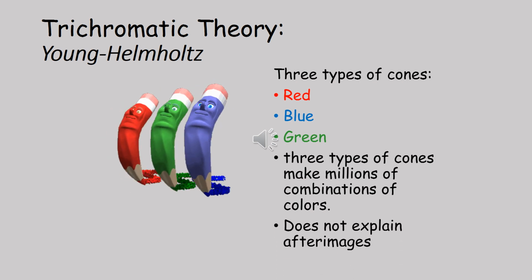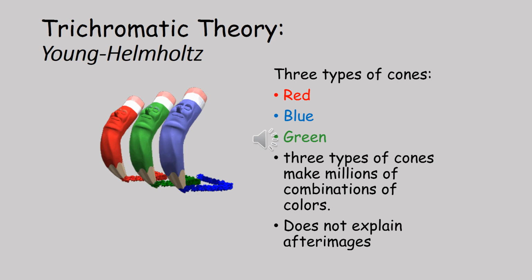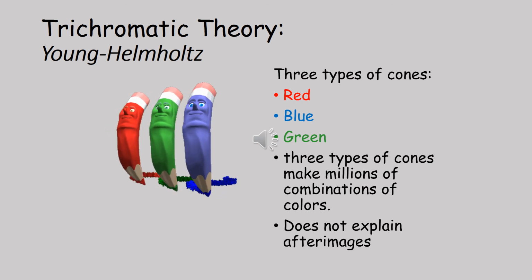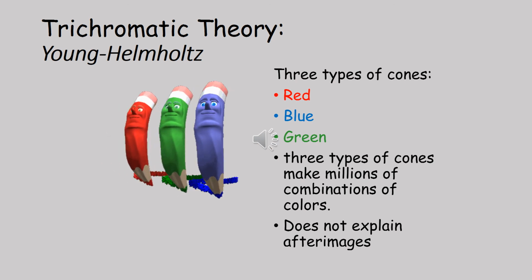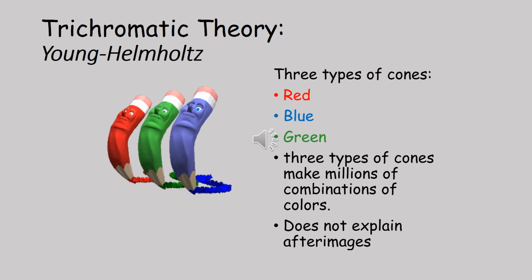The second color theory is called the trichromatic theory, tri meaning three. According to this theory, we have three main types of cones, red, blue, and green. And all of the colors, millions of color variations that we see, are made up of combinations of these three different types of cones. This was first identified in 1802 by Thomas Young. Later on, it was revised by Hermann von Helmholtz in 1852. So sometimes the trichromatic theory is called the Young-Helmholtz theory.